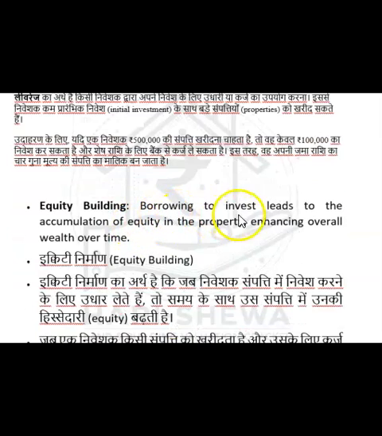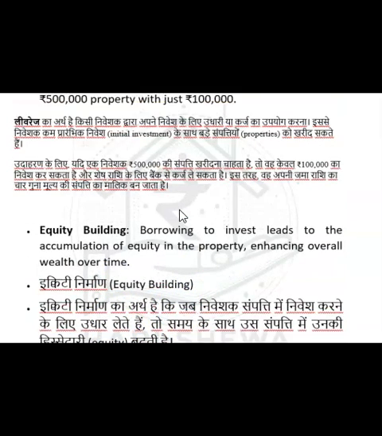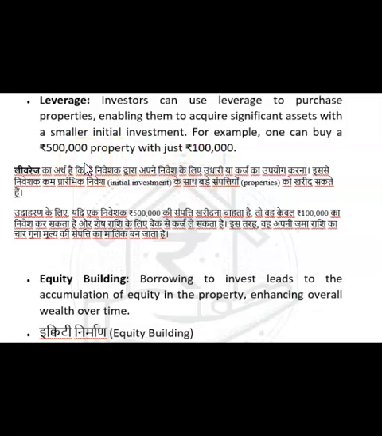इक्विटी बिल्डिंग: borrowing to invest leads to accumulating equity in the property, enhancing overall wealth over time. इक्विटी निर्माण का अर्थ है जब निवेशक संपत्ति में निवेश करने के लिए लोन लेते हैं, तो समय के साथ उस संपत्ति में उनकी हिस्सेदारी, इक्विटी बढ़ती जाती है। आपने पहले 1 लाख रुपये लगाया, लोन 4 लाख का लिया, तो पहले आपकी इक्विटी 1 लाख थी। टाइम के साथ आप ईएमआई पेमेंट करते जाएंगे तो आपका मकान में इक्विटी इंक्रीज होती रहेगी। और जब 4 लाख लोन का पेमेंट हो जाएगा तो 100% मकान आपके नाम हो जाएगा, मोर्टगेज फ्री हो जाएगा, so that 100% इक्विटी फ्लैट की आपके नाम ही रहेगी। That is called equity building.